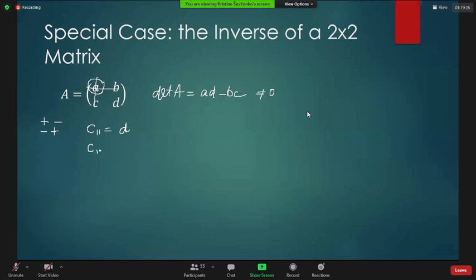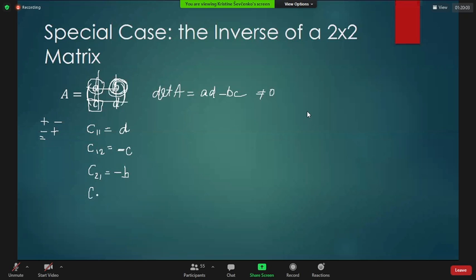Cofactor 1, 2: first row, second column is in the minus position, and its cofactor, of course, is minus C, because if we cross out the row and the column of B, we only have C remaining. Similarly, the cofactor of 2, 1, that is the cofactor for C, is in the minus position. C is in the minus position, and that cofactor is B, because we cross out the row and the column, we get B.